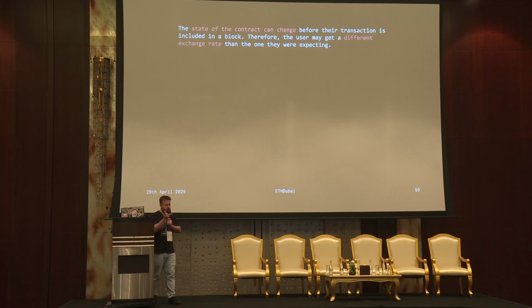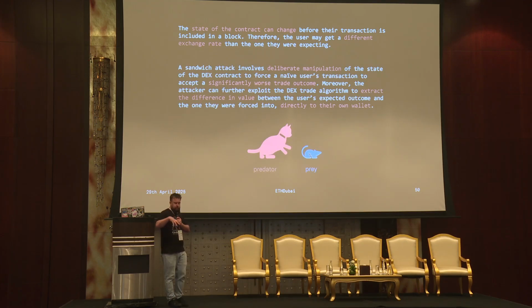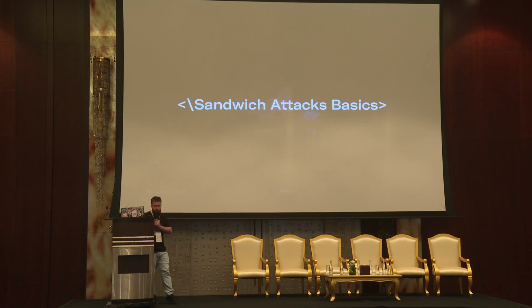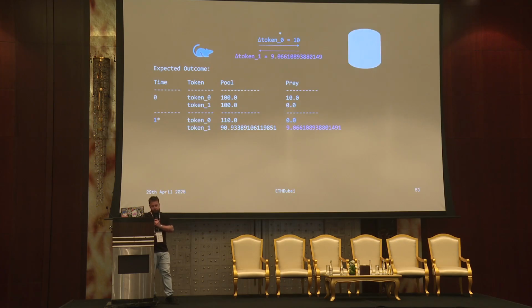It's because the state of the contract can change after the user has already signed that this kind of attack can be performed. And you can perform it very precisely, but before we get into the precision of it, I'm first going to show you a very basic, naive example of it. So here's the mouse, the one that's being preyed on, expecting to send 10 tokens in and receive about 9.06, and we're going to go with the fee from amount in model for this demonstration.